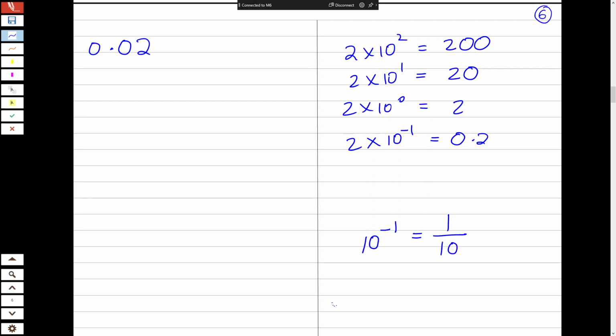All right, using this index law, a to the minus n is 1 over a to the n. And here I've used n equals 1 and a equals 10. And last year, we spent a few weeks on fractions, decimals, and percentages. 1/10 is the same as 0.1.